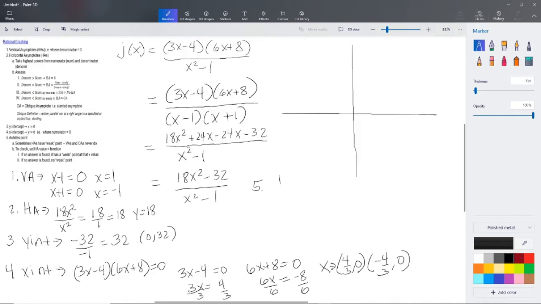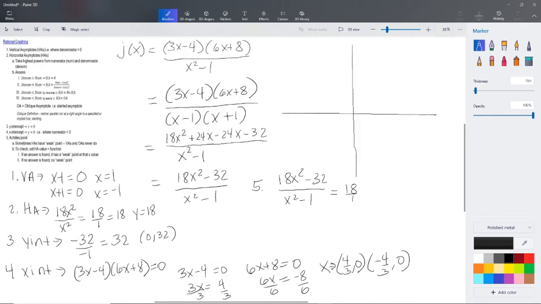So we're going to take 18x squared minus 32 divided by x squared minus 1. And we're going to set that equal to 18. We're going to see if this solves. Remember, if it does solve, it has an Achilles point, it has a weak point at this x value. So let's cross multiply here.